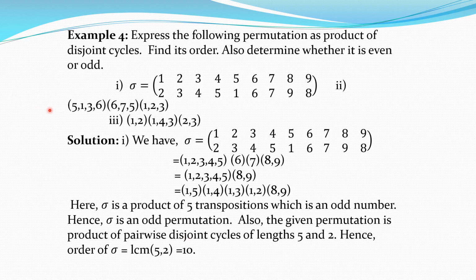Now, second is this permutation. Already it is written as a product of cycles, but again they are not disjoint because here 6 is common.